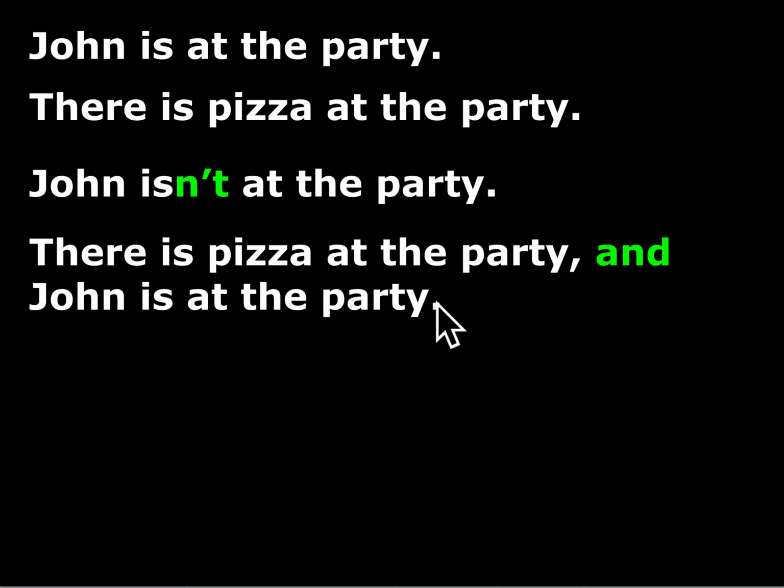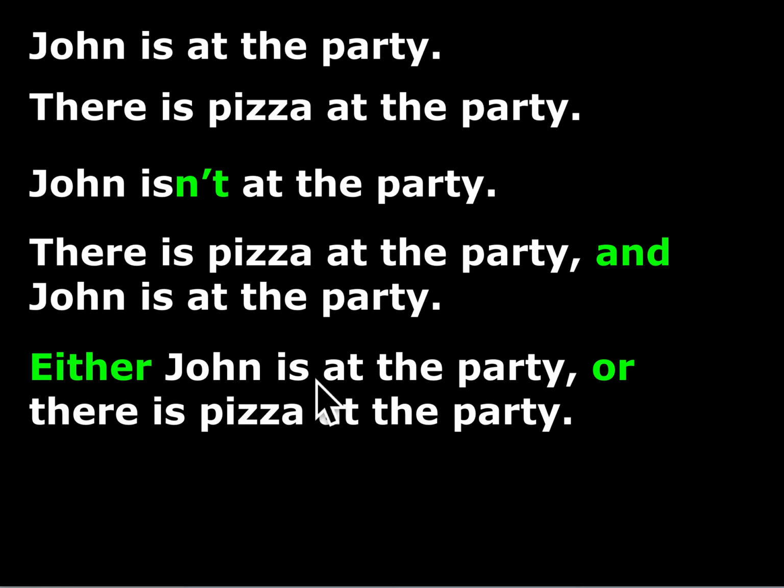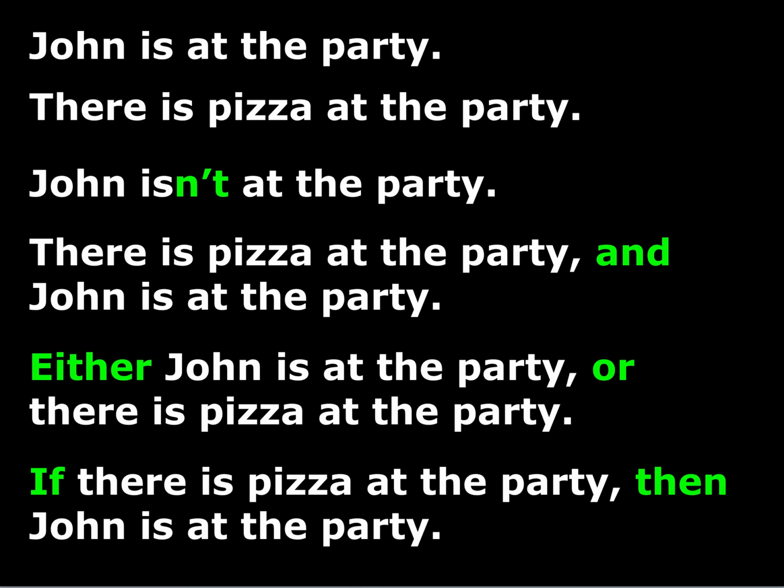I could also use a conjunction operator to put both of these atomic statements together and say, "There is pizza at the party and John is at the party." I could use a disjunction operator: "Either John is at the party or there's pizza at the party." We could use conditional: "If there is pizza at the party, then John is at the party." So you see how these things work, to take, in this case, atomic statements and build compound statements from either 1 or 2 atomic statements.